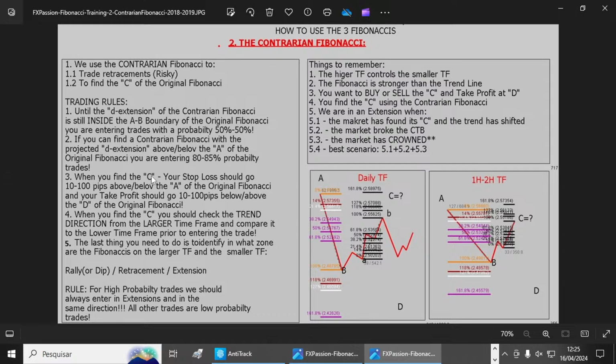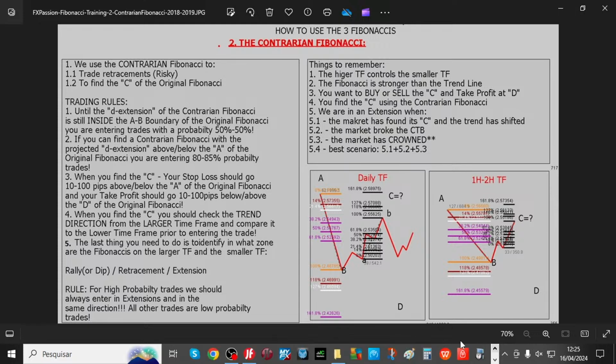When you find the capital C, your stop loss should go below or above the A, and you should take profit at the D. Number 4, when you find the C, you should check the trend direction. See again, everybody, from the previous slide. You should check trend direction from the larger time frame and compare it to the lower time frame prior to entering the trade. Number 5, the last thing you need to do is identify in what zone are the 3 Fibonaccis.